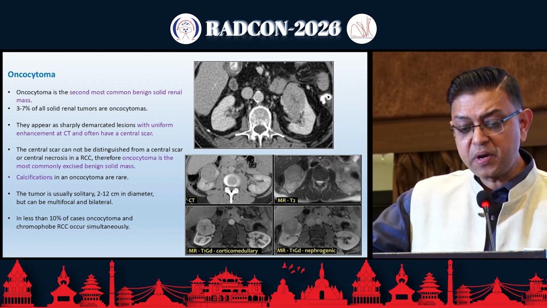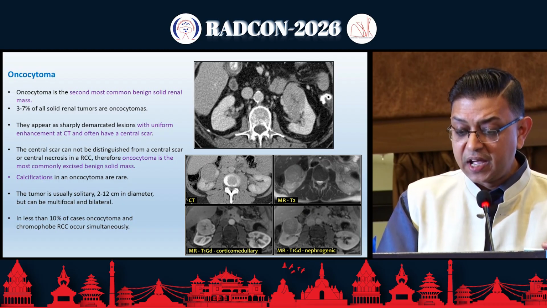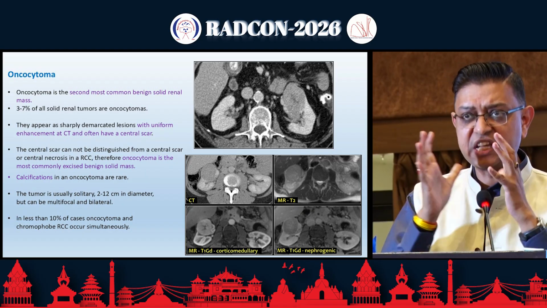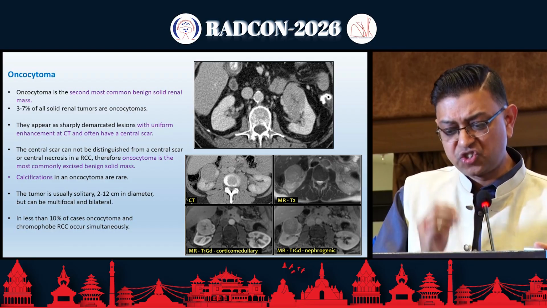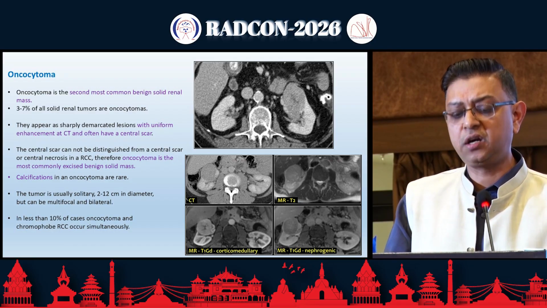Coming to oncocytoma, which is again a common benign solid renal tumor, you know how to identify. They are really large at presentation and they will have a central stellate scar. It's extremely difficult to differentiate them from chromophobe, and even the pathologists usually cannot differentiate.